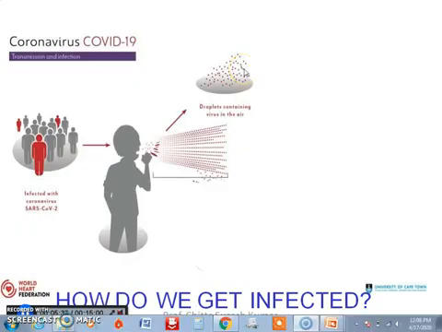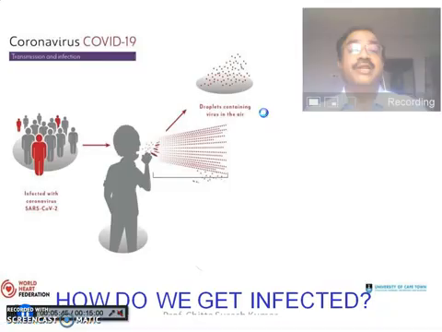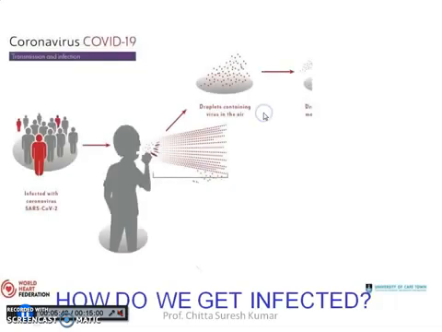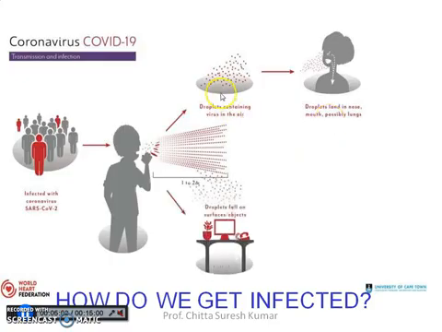One is a very lighter droplet, which will be in the air. Whenever you sneeze or you cough, they will be coming out and going into the air. So in the air, if any person is available, he will be inhaling through the eyes and reaching the lungs, and then developing a positive case. So this is in case of lighter droplets.